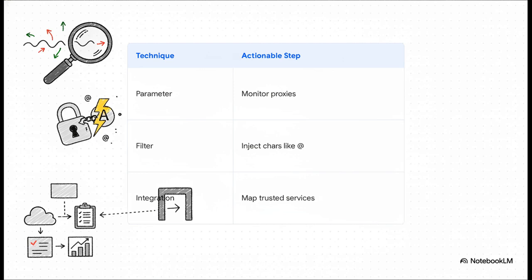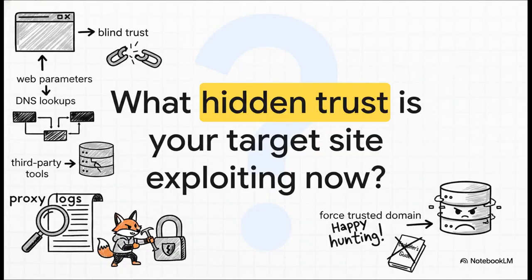And third, look for integration abuse. Map out exactly what third-party services your target trusts, stuff like Zendesk or external analytics, because those trusted pathways are very often the secret backdoor to bypassing security warnings entirely. I want to leave you with this thought. What hidden trust is your target site exploiting right now?